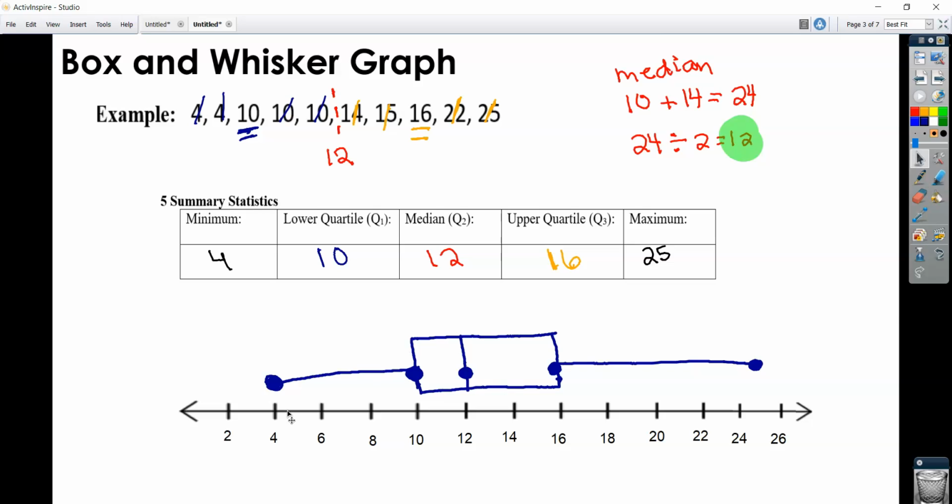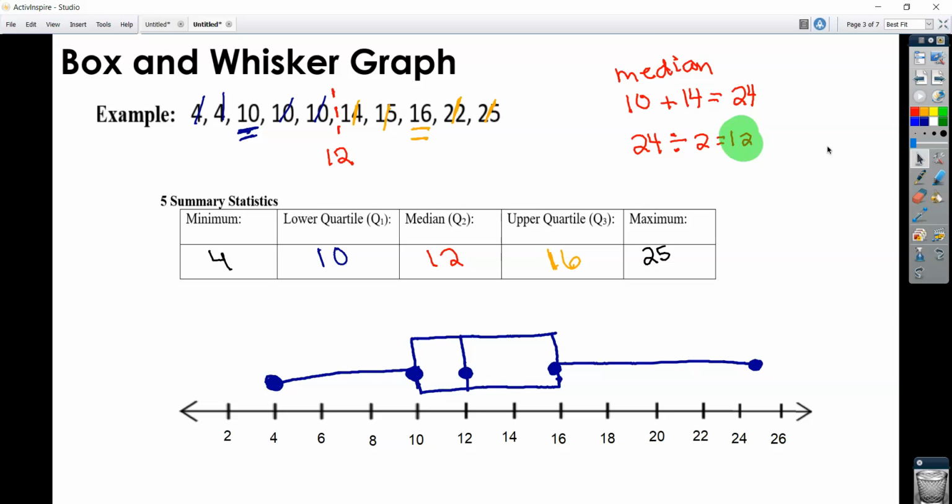It tells you that the first value is 4, that's your minimum. It tells you that the maximum value was 25. It tells you that the middle value, the median, was 12. It tells us that the Q1 is equal to 10. And then it also tells you that the upper quartile is equal to 16. So that's how you graph a box and whisker plot.